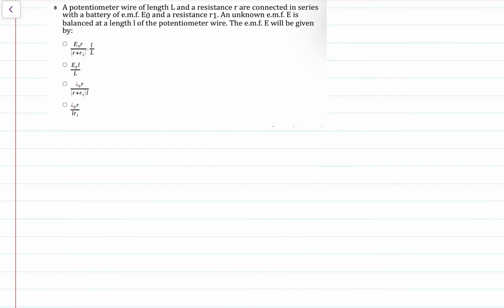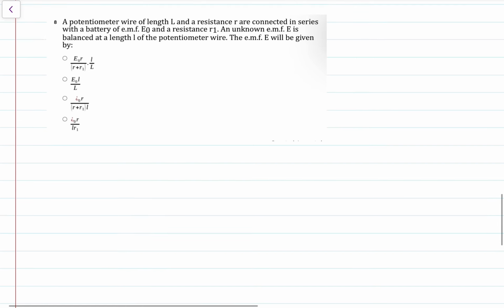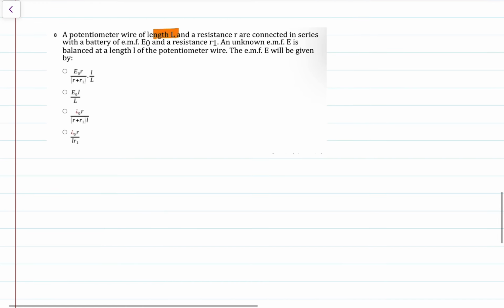So here question is given: a potentiometer wire of length L and resistance small r connected in series with a battery of EMF E0 and resistance R1. Okay, an unknown EMF E is balanced at a length l of the potentiometer wire, the EMF will be. Okay, so let's solve this question.